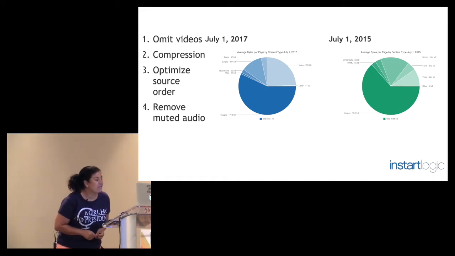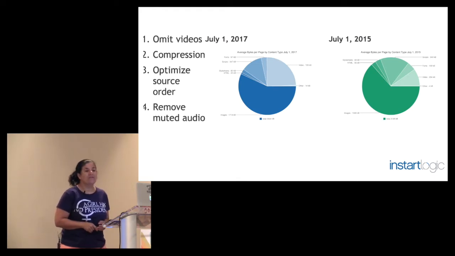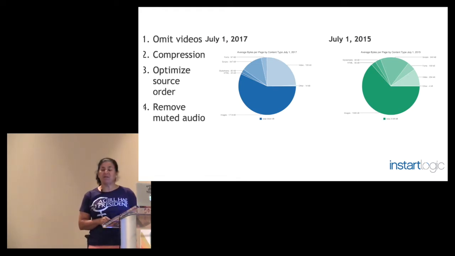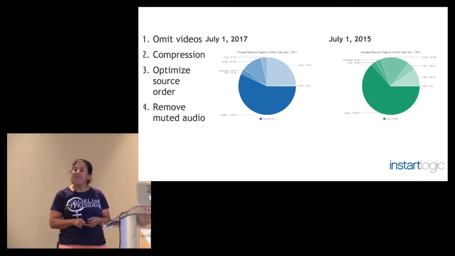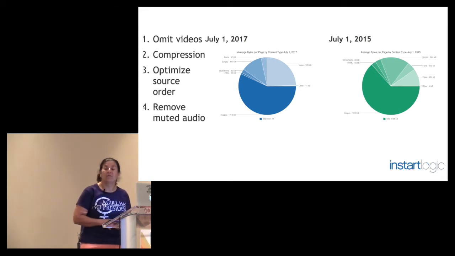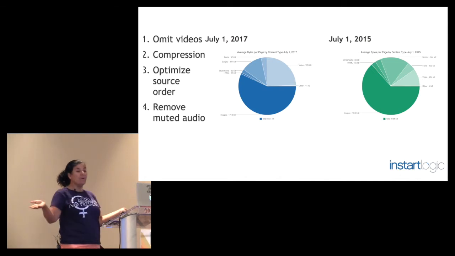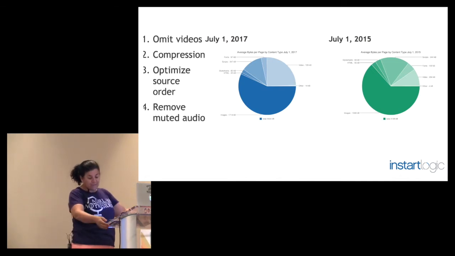Today, as of July 1st, congratulations everyone, we are at 729 kilobytes on average for video on your average homepage. That's crazy. That's a 3.5 times size increase in 2 years. So now we need to start really focusing on optimizing video. Easiest way to improve performance is to get rid of the videos.